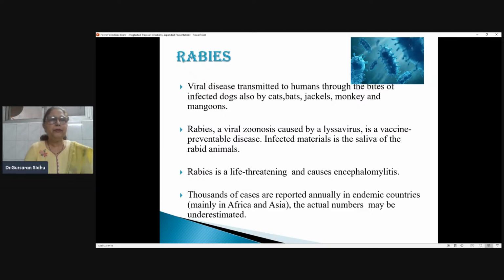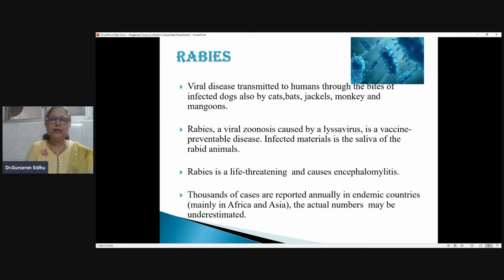So whenever the patient says it was a very small bite, or a very small dot, we must still give anti-rabies vaccination to the patient, because there is no harm. If we don't treat it, it is life threatening, and encephalomyelitis caused by rabies basically can never be treated.